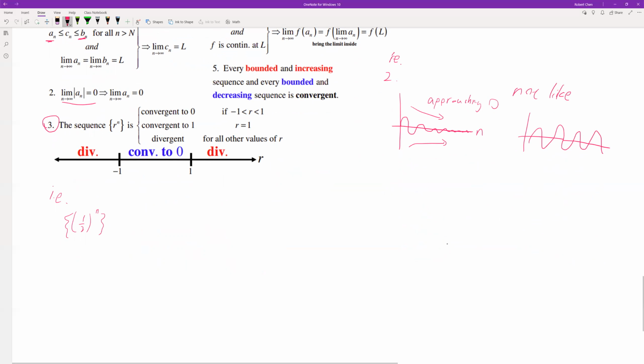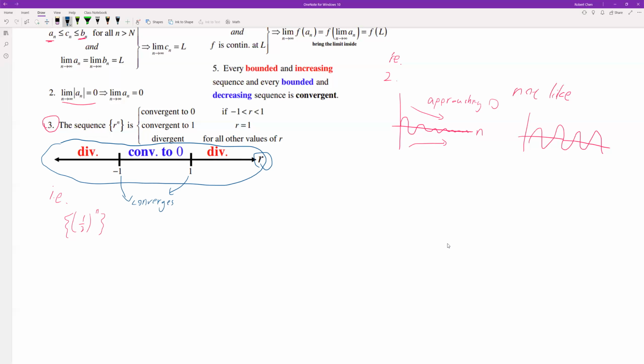So this is a very nice table that summarizes our third point right here. This real line tells you your r value. If your r value is between -1 and 1, it converges to 0. Oh, sorry, at -1 it doesn't. Only at +1, if r is 1, then it converges to 1. Everything else is going to diverge.